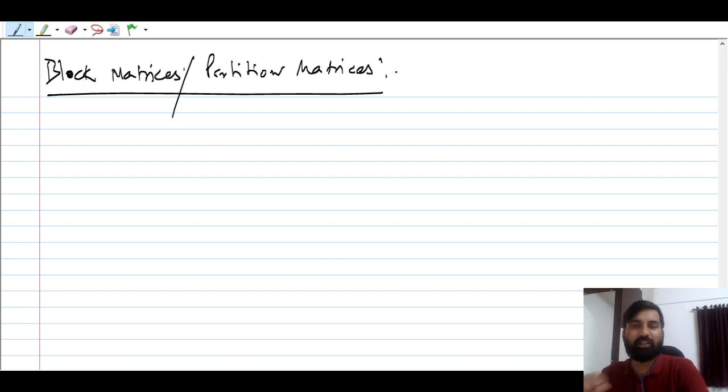आपके पास बहुत बड़ी मैट्रिक्स रहेगी, a big size of the matrix. You can divide it into different smaller matrices, and you can individually solve them and then get the answer. Otherwise you might get confused also, right? बहुत बड़ी मैट्रिक्स आती है, okay? I will show you.